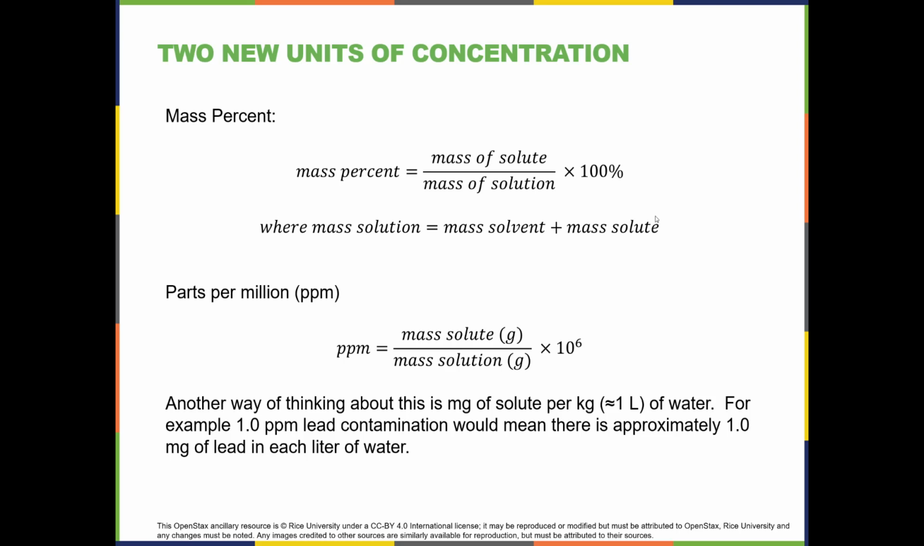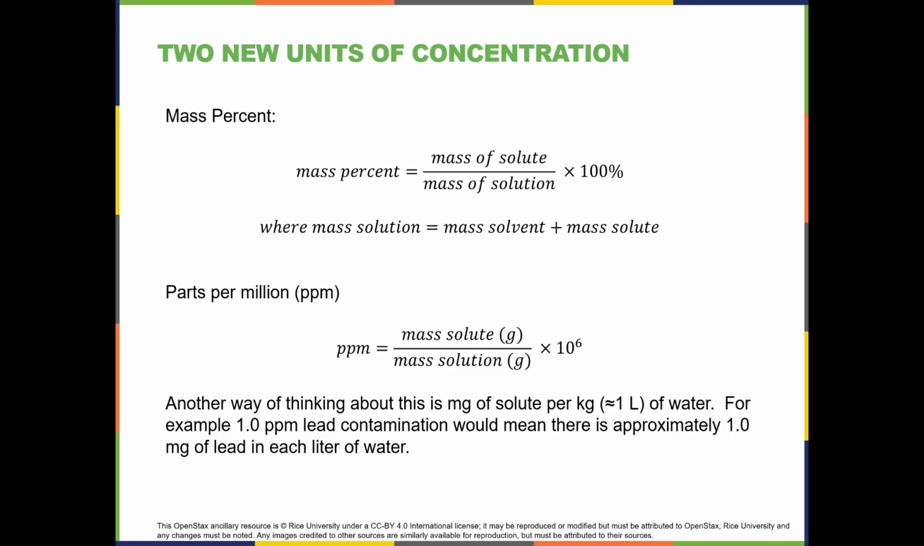The next one comes from more of an environmental chemistry perspective, and that's parts per million, which is very related to parts per billion. Parts per million is the mass of the solute over the mass of the solution times 1,000,000. Another way of thinking about this is it's milligrams per kilogram. If you have this mass in milligrams and this mass in kilograms, you don't need to multiply by 10 to the 6 because they're already 10 to the 6 apart. So it's milligrams per kilogram. If you wanted parts per billion, which won't be asked here, you just multiply by 10 to the 9 instead of 10 to the 6.